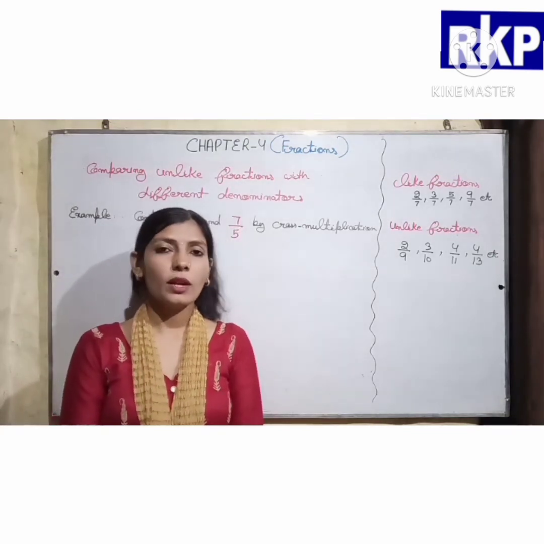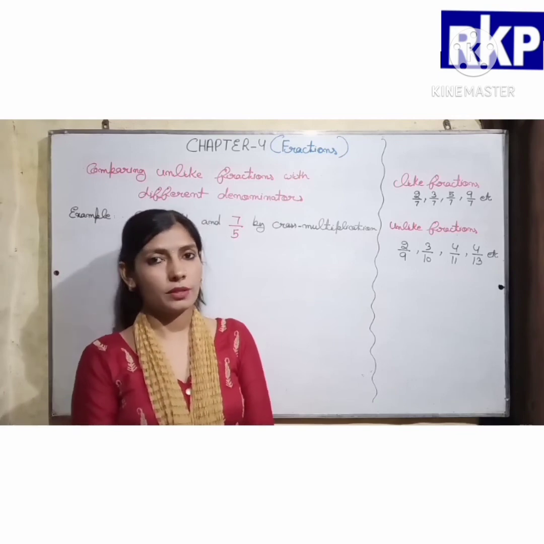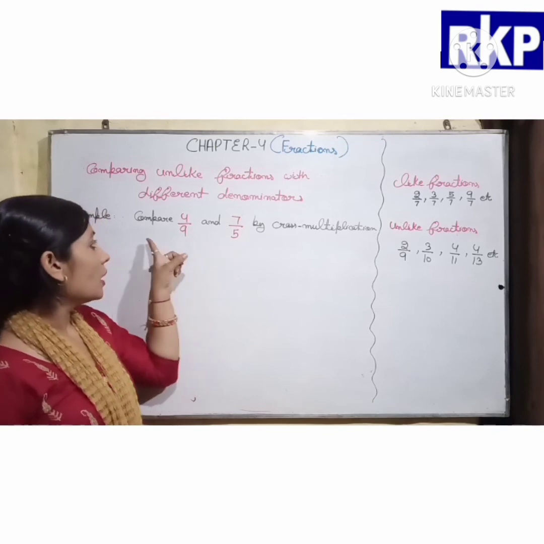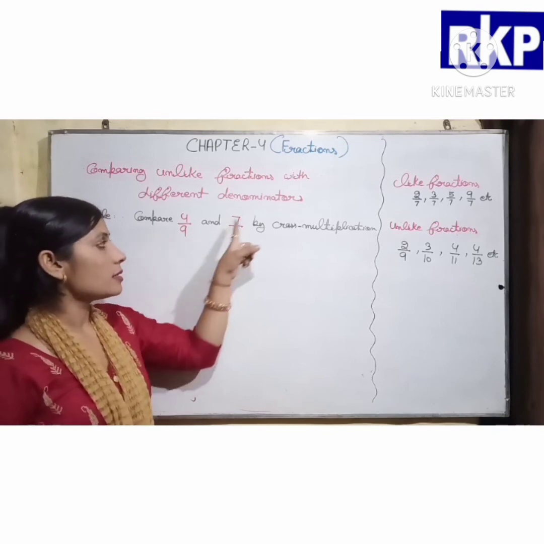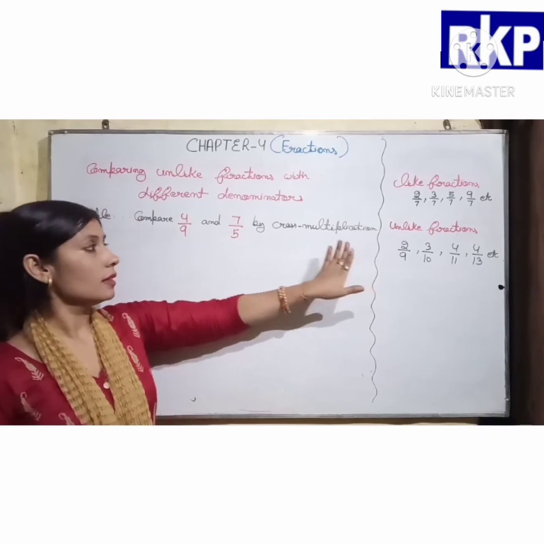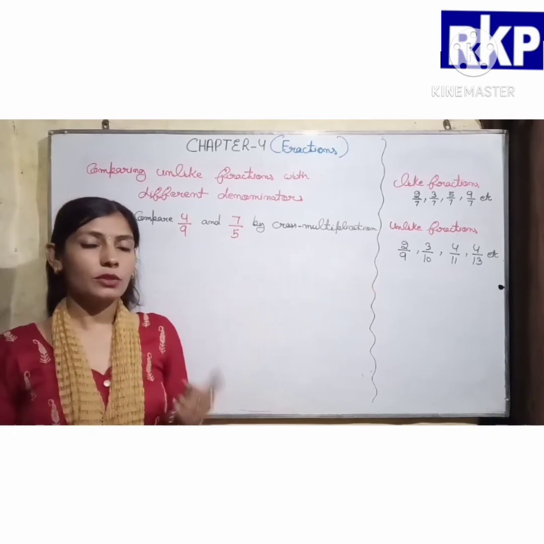Students, I hope you all have understood today's topics. Now you have to solve one more question. Now you have to compare 4 by 9 and 7 by 5 by cross multiplication. And after the video I will check your questions.